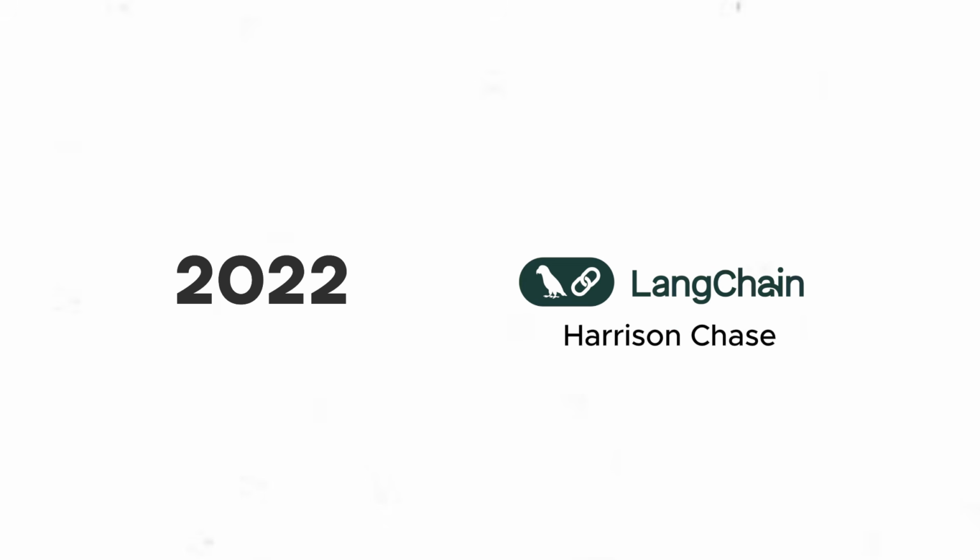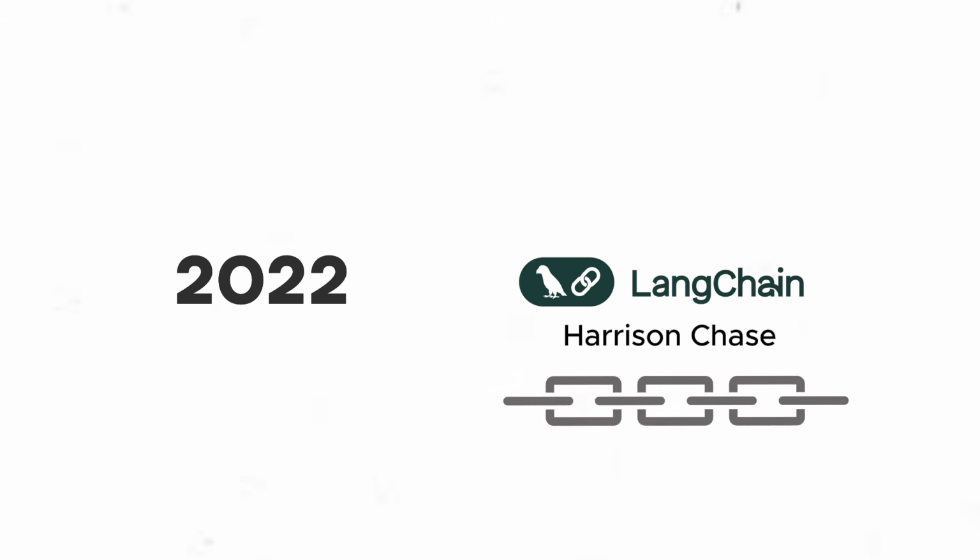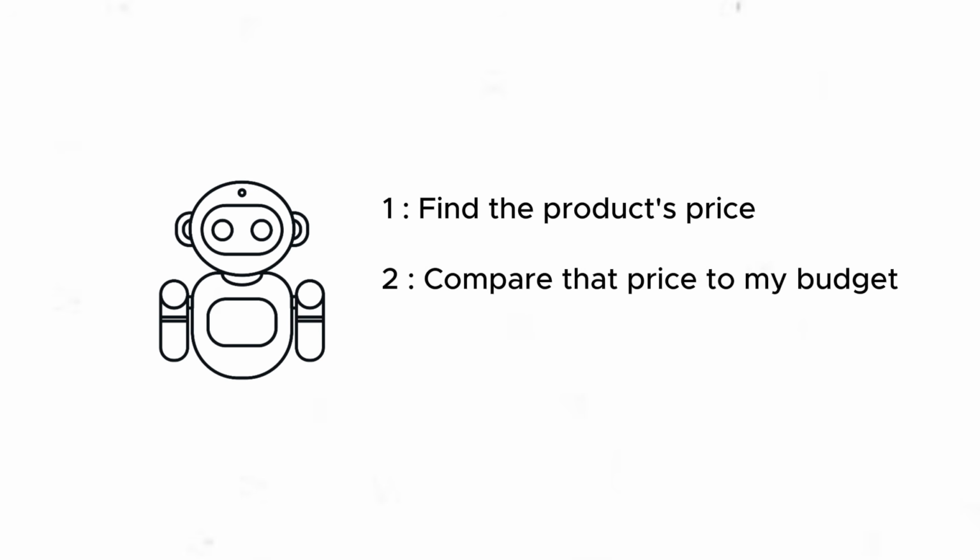In late 2022, a revolutionary library called LangChain emerged, created by a brilliant engineer named Harrison Chase. The idea was simple yet groundbreaking. Instead of sending a single prompt to an AI, why not link multiple steps together in a chain? Imagine you're building a robot to go shopping for you. The chain would look like this. Step 1, find the product's price. Step 2, compare that price to my budget. Step 3, if it fits, buy the product.